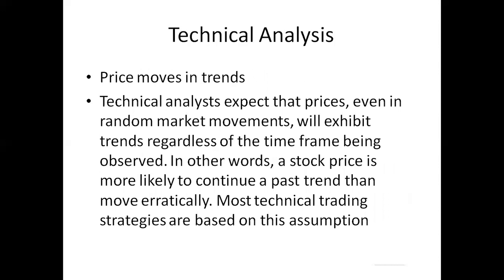Now we are back to technical analysis. The price moves in different trends, which means you can actually predict. It has a trend, meaning a 3-year moving average, a 5-year moving average, a 7-year moving average. So the price movement is available in trends. In other words, a stock price is more likely to continue a past trend than move erratically. Erratically means it moves suddenly up and down.